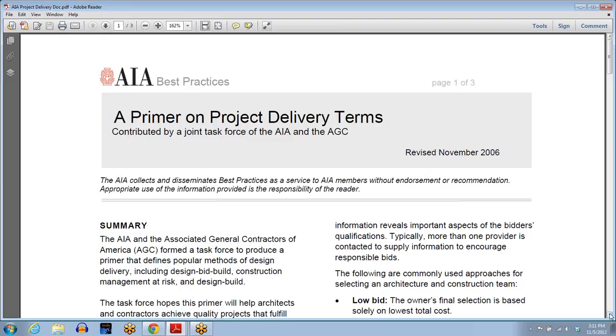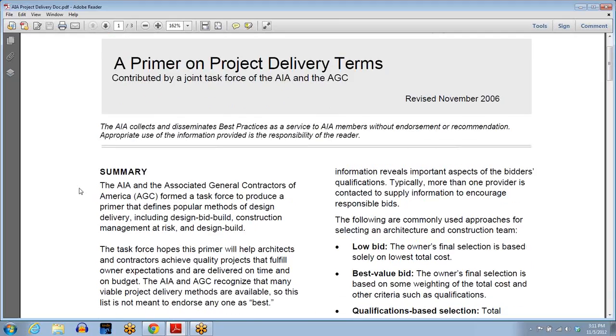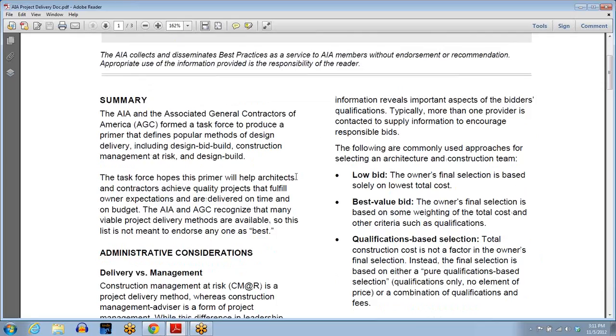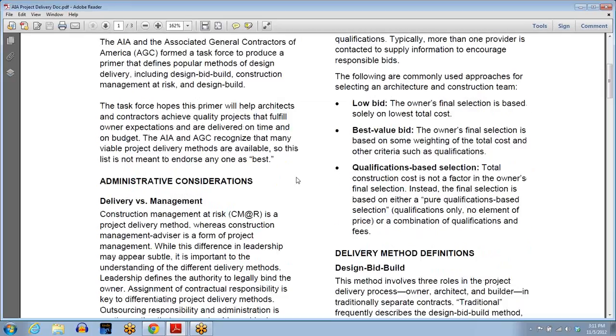So let's just glance down through. This is only a 3-page document. As you can see here on your screen, this is the first of 3 pages. The architects and the general contractors of America, that's what AIA is, the architects, and AGC is the Association of General Contractors. These 2 groups, one designers and the other builders, went together to summarize the delivery systems and to help you get an understanding.